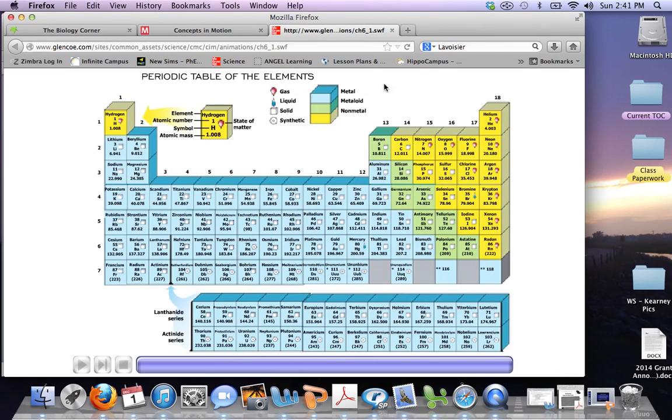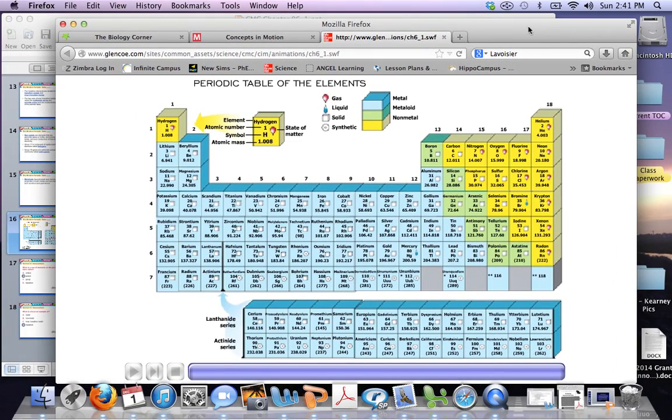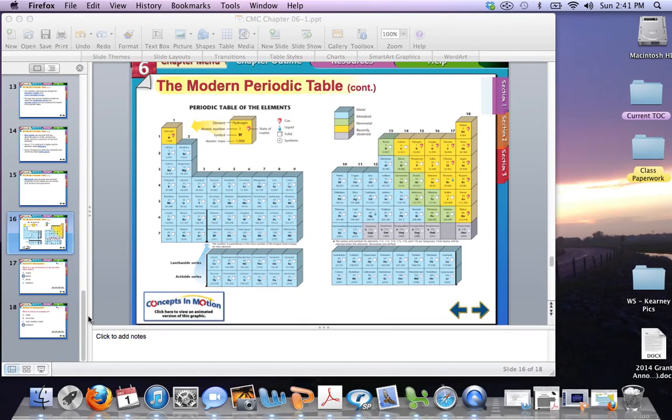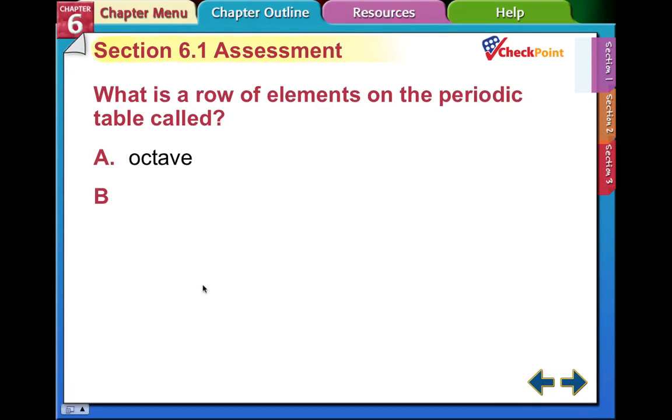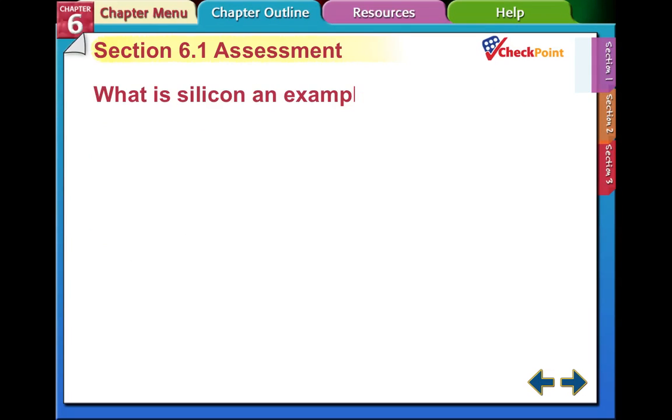Okay, and you have a copy of this in your textbook, and I've given you a couple copies as well. Okay, so let's go back and take our quiz and see how we do. Okay, what is a row of elements on the periodic table called? Answer is period. Remember, the earlier scientists had said every 8th element, they had repeating elements, which was periodic. Maybe that'll help you remember that one.